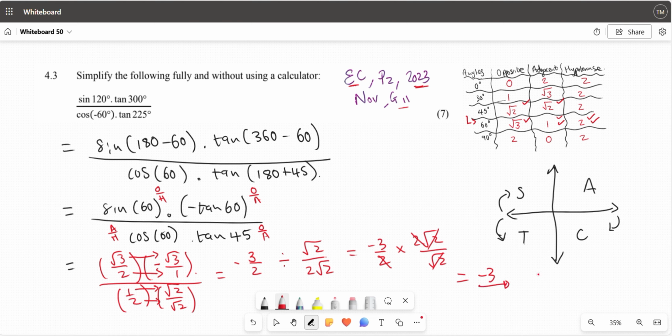And there we go. So this is how you're going to go about solving this exam type question. It's for 7 marks. So make sure you're doing it correctly.